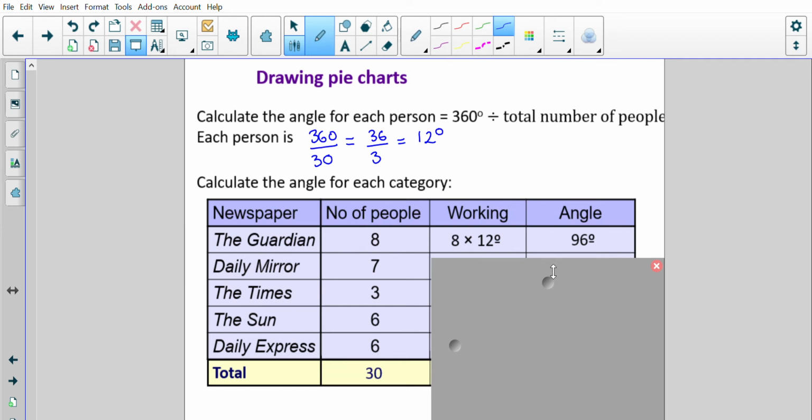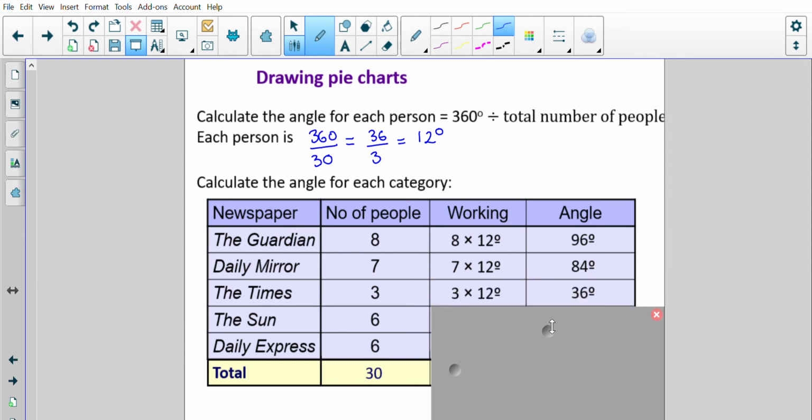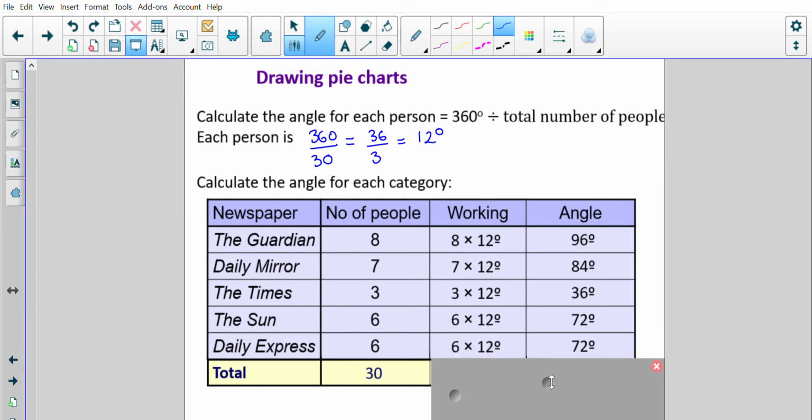And we can do this for each row of the table. 7 people, 7 times 12, so that will be 84 degrees on our pie chart. 3 people will be 3 times 12 degrees, 36 degrees, and so on. 6 people is 6 times 12 degrees, so the last two sections of our pie chart will be 72 degrees. It's always a good idea to make sure that all of your degrees add up to 360. Don't worry about this little underline under the degrees symbol, that's just a little typing error.